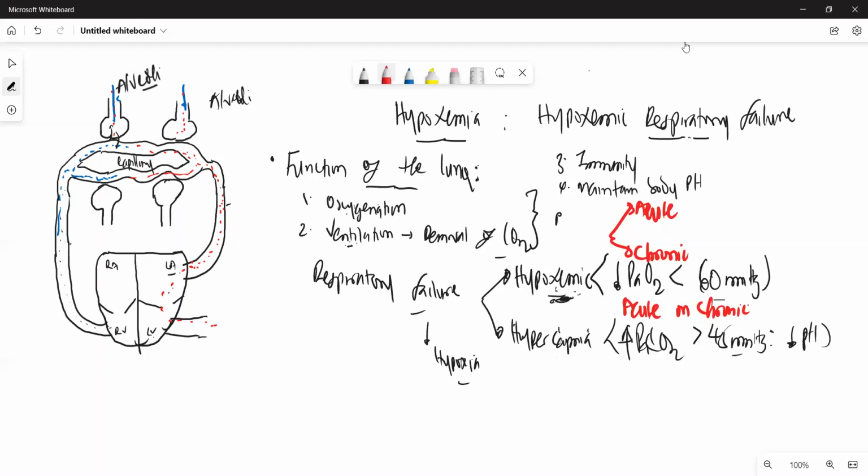So having said that, let's move on to the next part. Let's talk about the manifestation of hypoxemic respiratory failure. How does it manifest? Let me take this up so that we can have more space.